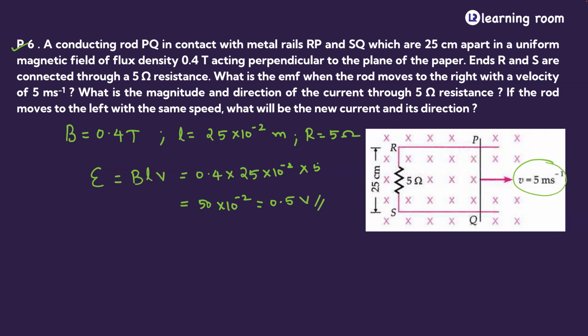Now, what is the magnitude and direction of the current through the 5 ohm resistance? So I is equal to E divided by R. So E is going to be 0.5 divided by R is going to be 5, which is going to give you 0.1 ampere. Am I right? So the current flowing through this resistor is 0.1 ampere. But the question is, what is the direction in which it is going to flow?